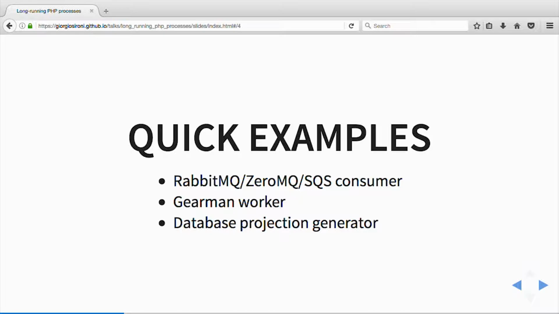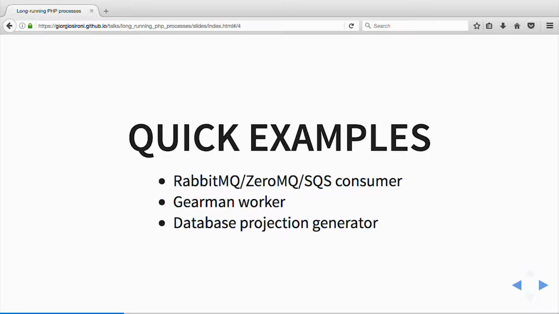Gearman workers are a conceptually different, but in practice quite similar example. The queue is internal to your application. It is a job server of things to do. For example, a bunch of images to resize, and you can write processes that ask Gearman for new jobs to do and then execute them in the background.